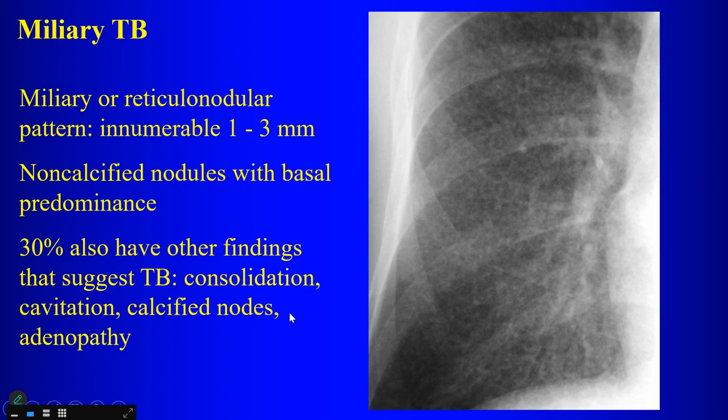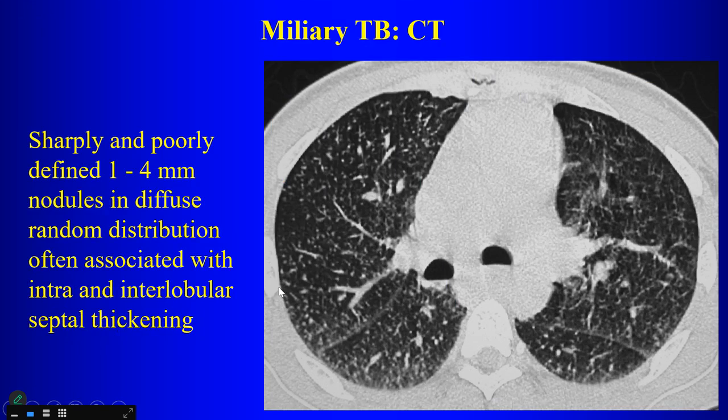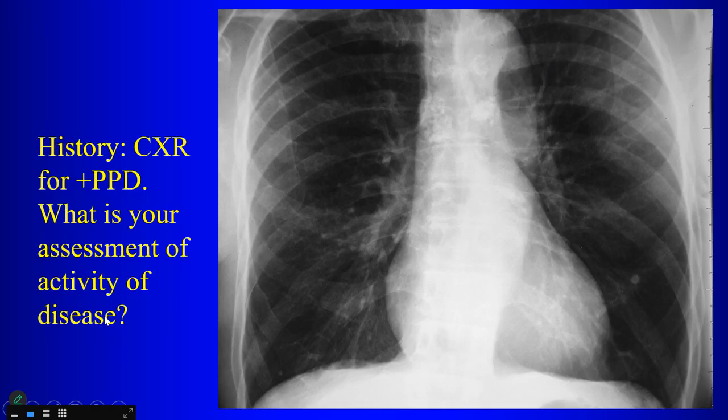So, of course, tiny nodules, and you might have other findings, consolidation, cavitation, calcified nodes, lymphadenopathy that might point you in the direction of tuberculosis. And if we look on CT, the distribution of these nodules would be random. Yeah, it's hematogenous dissemination. So that gives you a random distribution of lung nodules. Okay.